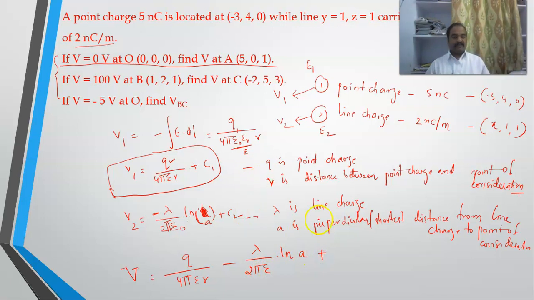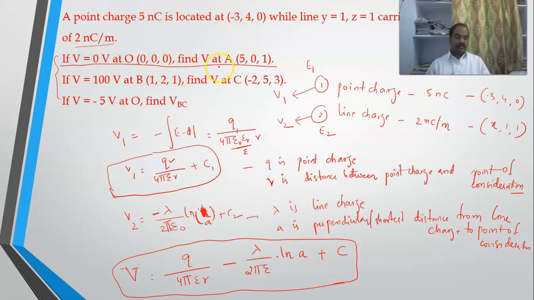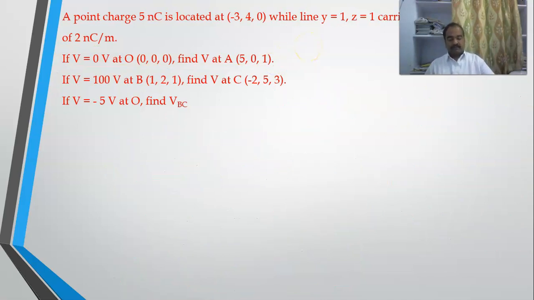Plus some constants C1, C2, both are constants. So I will take a single constant C. This is the voltage due to the combination of both the line charge and the point charge. Now we will try to determine these things first of all. Okay, now let's get back to this one.